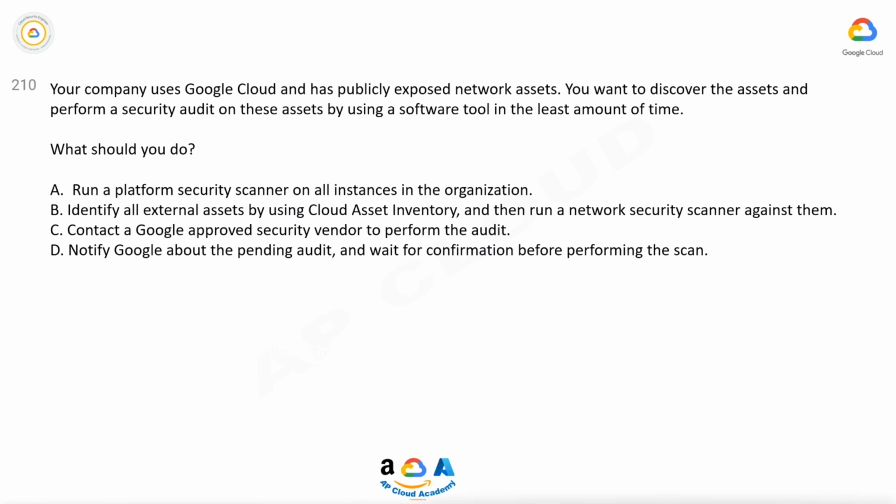Question number 210. Your company uses Google Cloud and has publicly exposed network assets. You want to discover the assets and perform a security audit on these assets by using a software tool in the least amount of time. What should you do? A. Run a platform security scanner on all instances in the organization. B. Identify all external assets by using Cloud Asset Inventory, and then run a network security scanner against them. C. Contact a Google-approved security vendor to perform the audit. D. Notify Google about the pending audit and wait for confirmation before performing the scan.